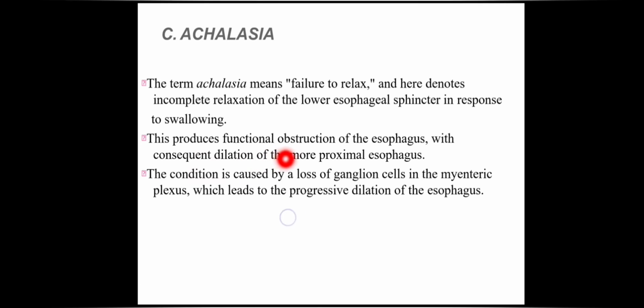So this produces functional obstruction of the esophagus with consequent dilatation of the proximal esophagus. So the proximal esophagus will dilate rather than distal. The condition is caused by a loss of ganglion cells in the myenteric plexus. So this is a plexus of ganglia in the muscle layer. So if that is lost, then the contraction stimulus will be lost. That's why this leads to progressive dilatation of the esophagus.